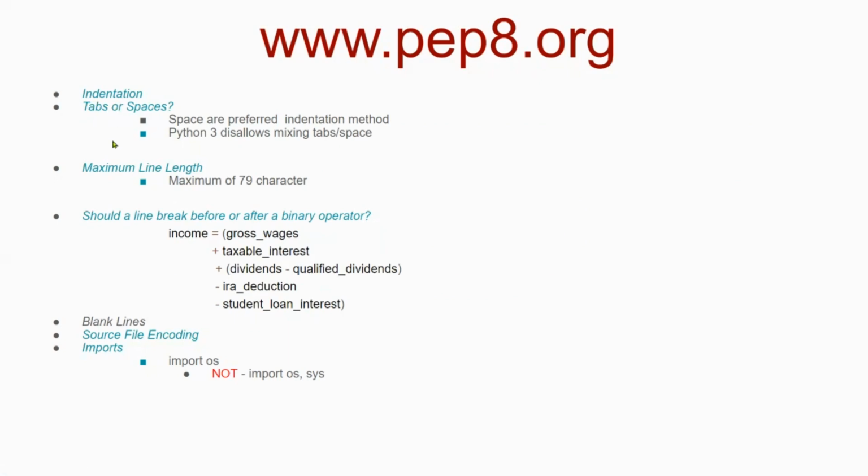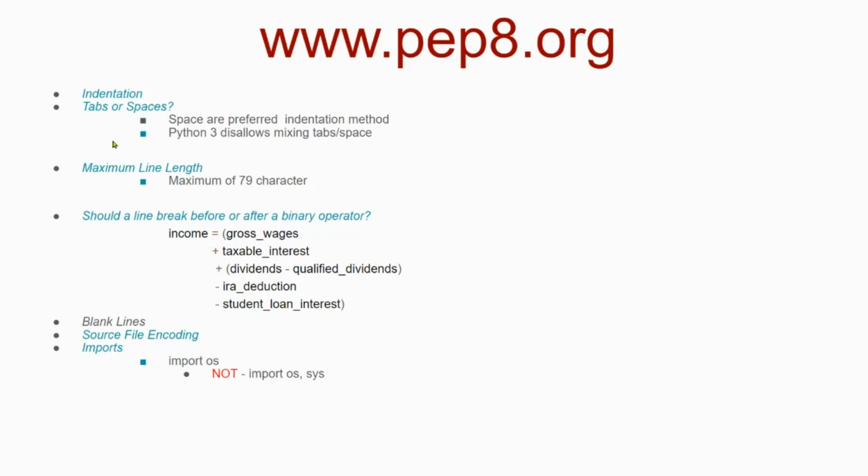First of all, indentation. In Python, indentation is very important. If you make a mistake in indentation, your program won't run. The second thing is tabs or spaces. Python 3 doesn't allow mixing both of them. You have to stick with one, either tabs or spaces, but the majority prefer spaces.